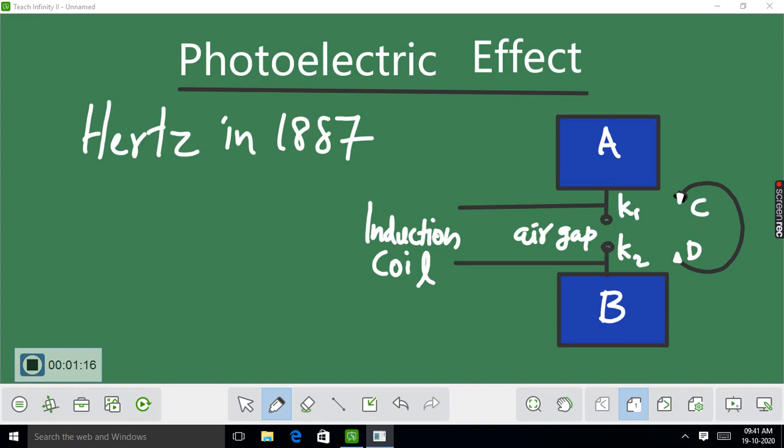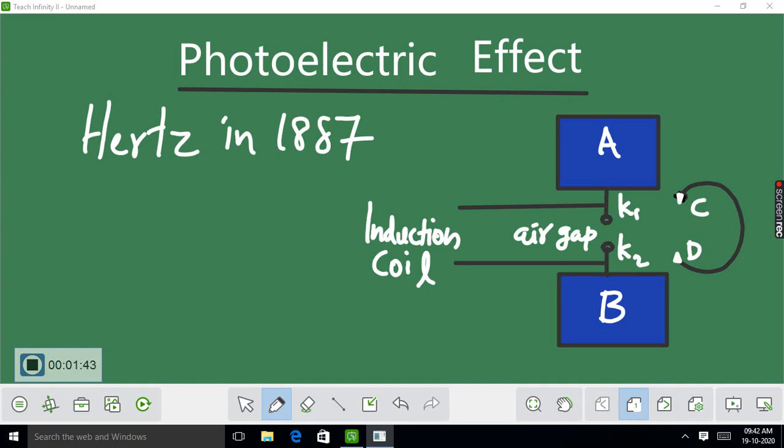These two plates form a condenser of low capacity. When the potential difference between the plates is very high, the air gap between the plates becomes conducting. Consequently, the condenser discharges, producing electromagnetic waves. That was his original experiment.